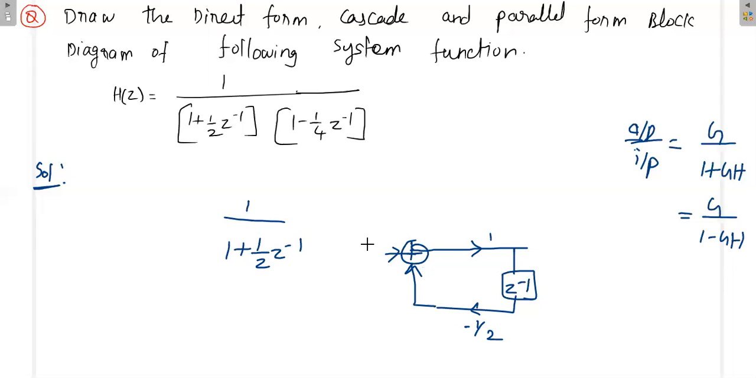Mostly direct form 1 structure, we'll be using some technique that ultimately leads to this format only. Whenever we go for cascade and parallel form, we'll be getting smaller functions. At that time we'll try to use the basics of control system, but you also try to know how to utilize the direct form there.